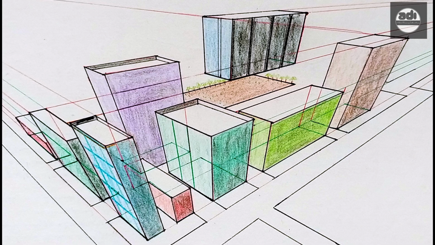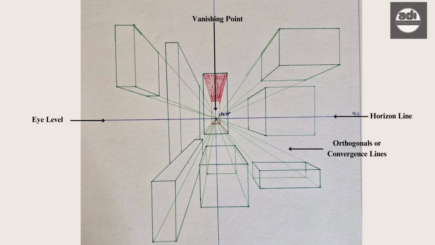Linear perspective is a technique used by artists to create the illusion of depth and space on a flat surface using the relative size and position of a group of objects. To achieve this effect, there are three essential components: orthogonals or convergence lines, vanishing points, and horizon line or eye level.